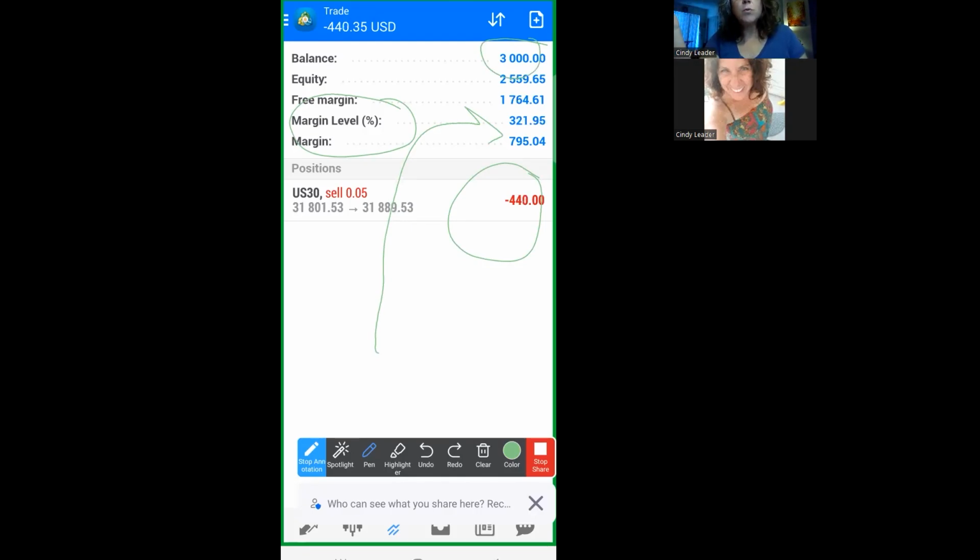So 321 is a nice cushion. When I'm trading US 30, I prefer 400, 500. Then I can go to sleep. I can go do my errands. I can go out to eat and not worry about my trade. Because I'm mostly in the trade 24/7, because the market's open 24/7, essentially.